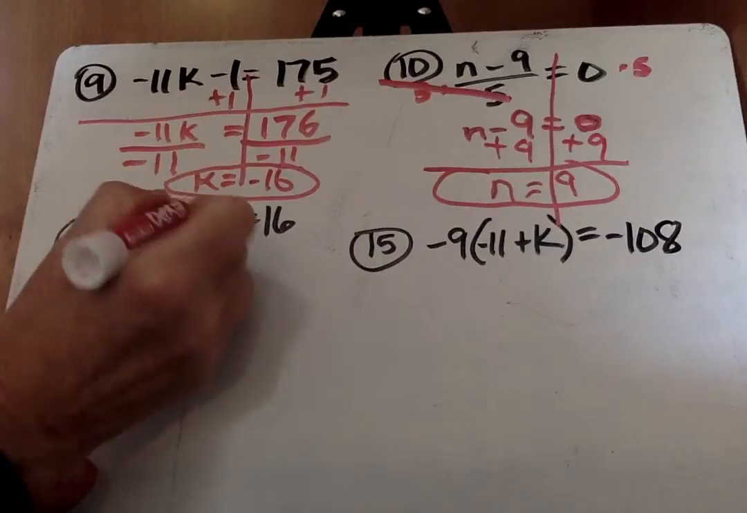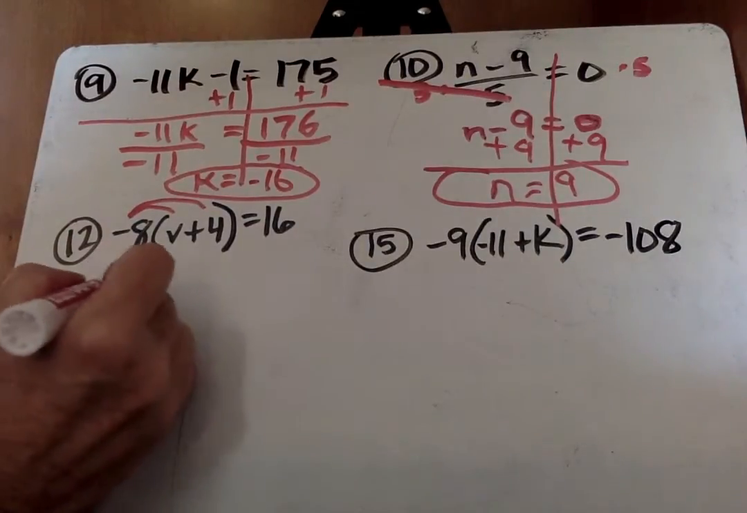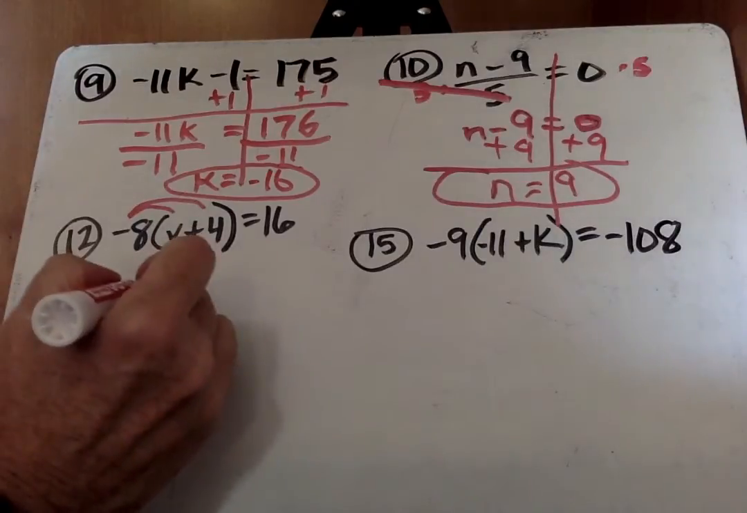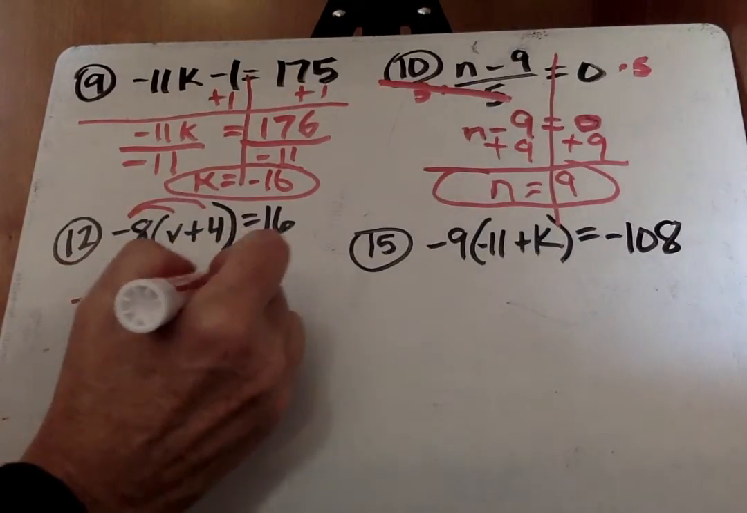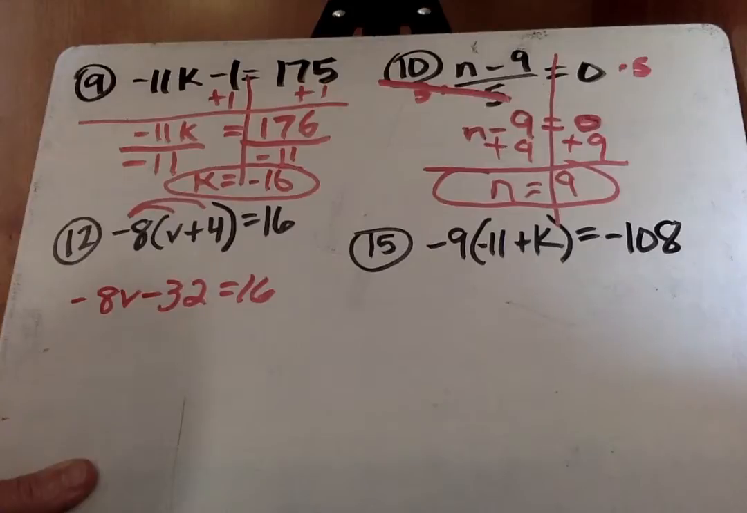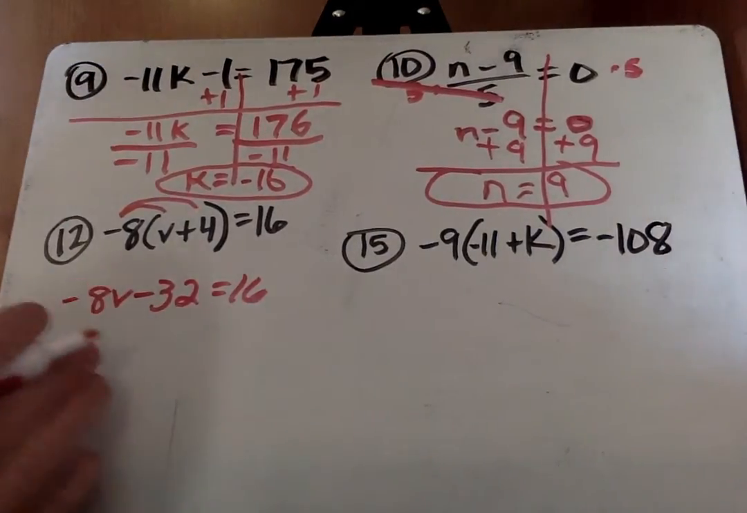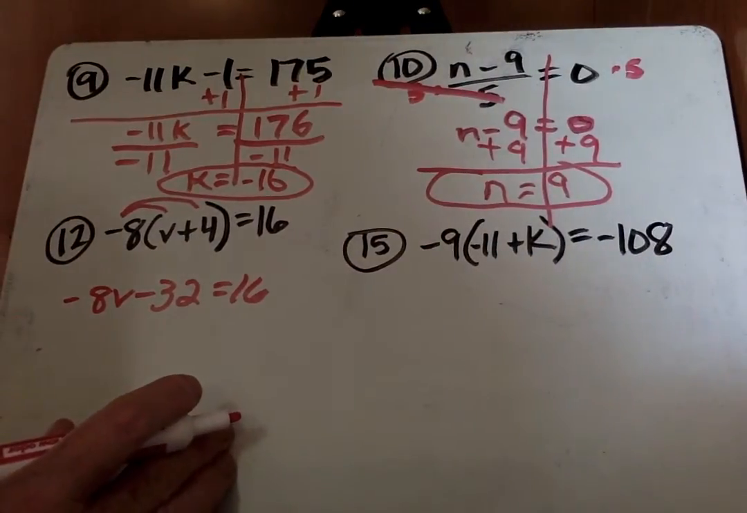Okay, 12 and 15 are both a little bit trickster. And we're going to use the distributive property. Negative 8v, negative 8 times 4, negative 32 equals 16. Okay? Now I want you to finish that. You can pause the video, but I'm going to jump to number 15 now.